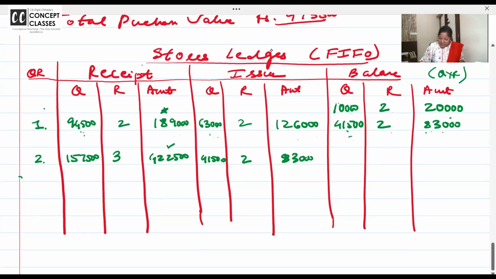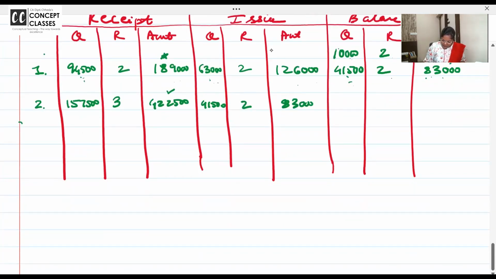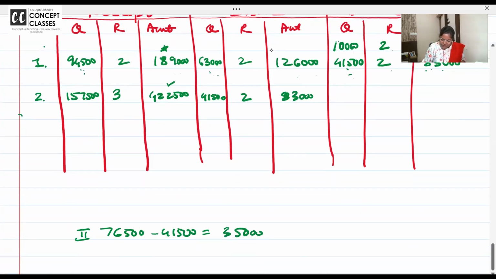Check. 76,500. If you want, you can write it down here. 76,500 units issue करना था. 41,500 तो पहले ही आ गए. 76,500 minus 41,500, 35,000 units. Into 3.